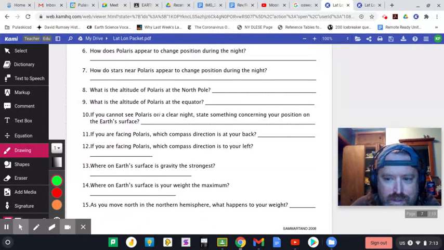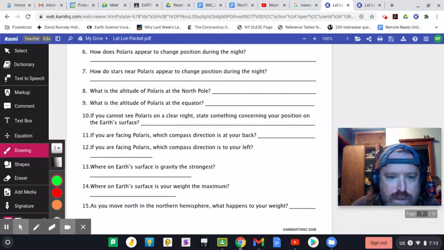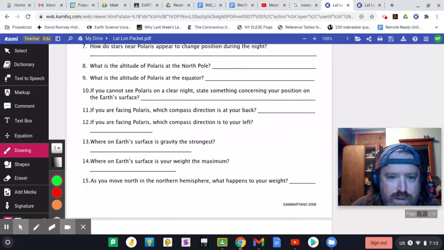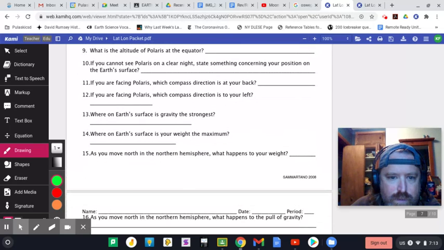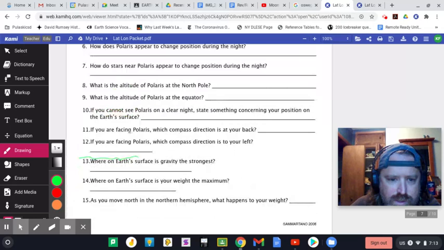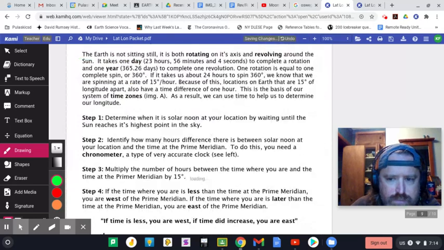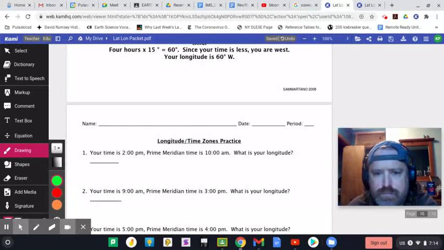If you can't see Polaris, if you can't find it, where did you end up on this planet? Hint, hint, we call it the North Star. If you're facing Polaris, that's a good one. What compass directions are you looking at? Here's where I'm going to say, cut it off. Right there. So I'd like you to make it to 12. The rest of the sheet, don't worry about it.